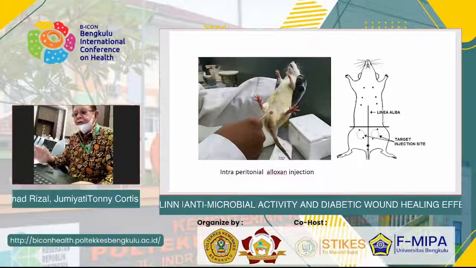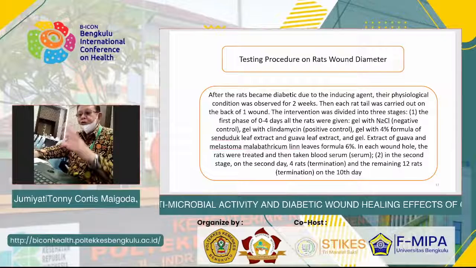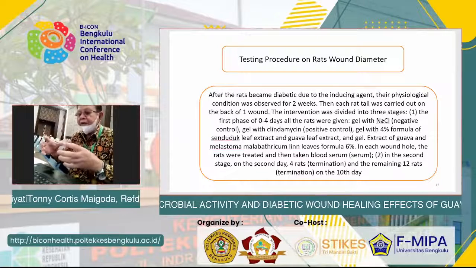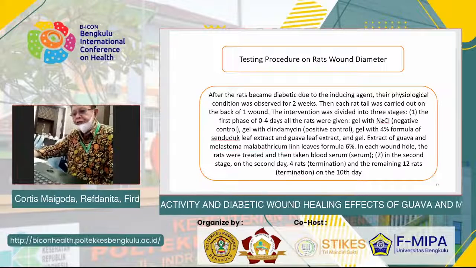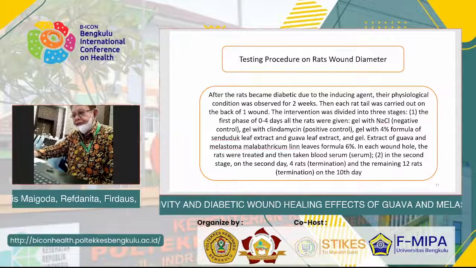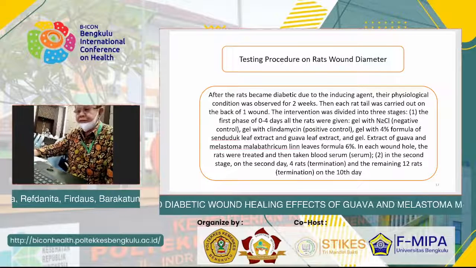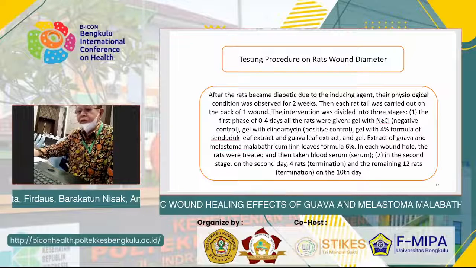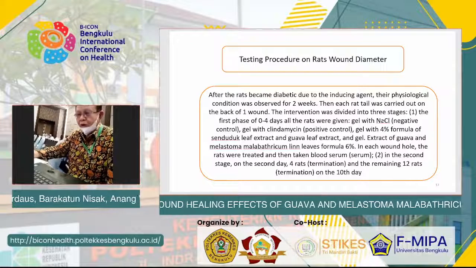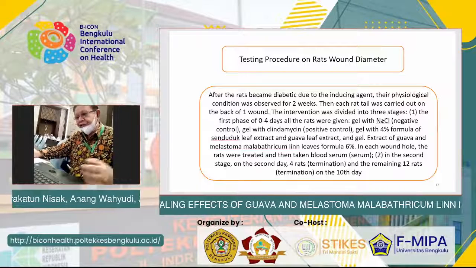Testing procedure on wound diameter. We have to measure the wound diameter of the rats. After rats became diabetic due to the inducing agent, their physiological condition was observed for 2 weeks. Then each rat was given a wound on its back. The intervention was divided into these 3 stages.